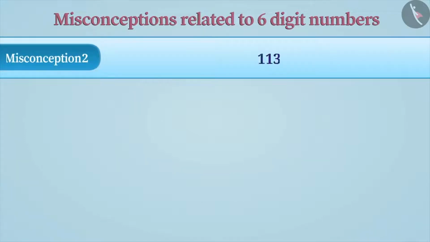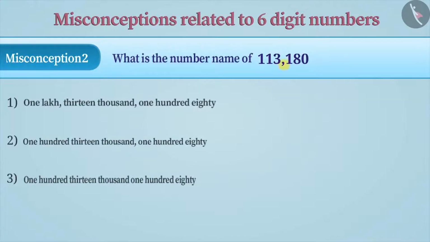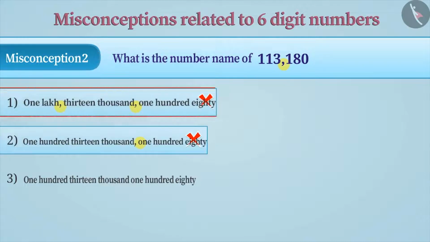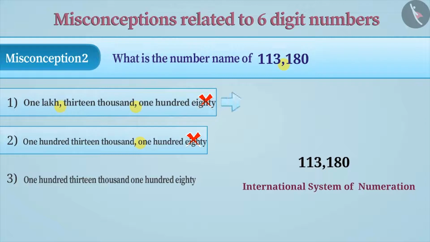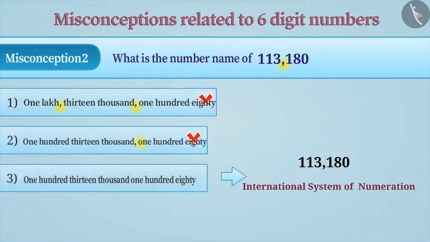Misconception 2. What is the number name of 113,180? Commas are used only in numbers, not in number names. Hence, option 1 and 2 are wrong. Option 1 is wrong because the number given has been written in the International System of Numeration, but the name has been written as per the Indian System of Numeration. The correct answer is option 3, where the number is as per the International System of Numeration and the number name is without commas.